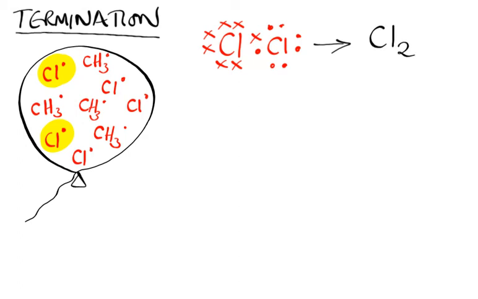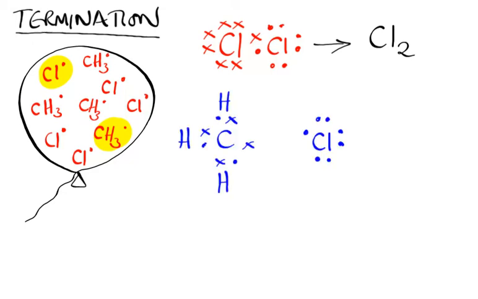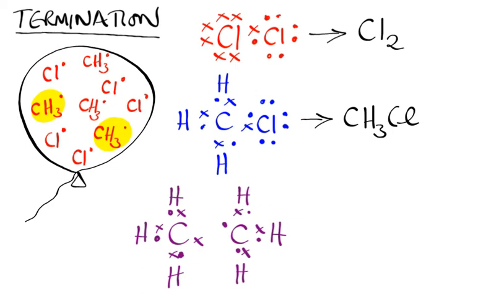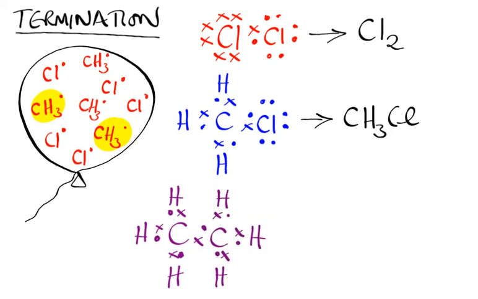It may be that a chlorine radical comes into contact with a methyl radical, like so, and this will make chloromethane. Or it might be that 2 methyl radicals combine, like so, and that combination will give us ethane.